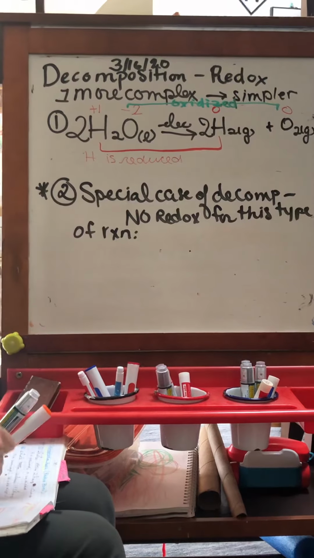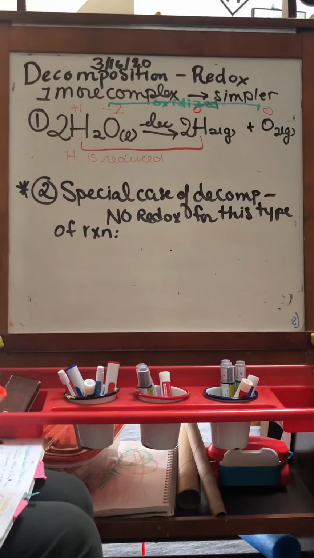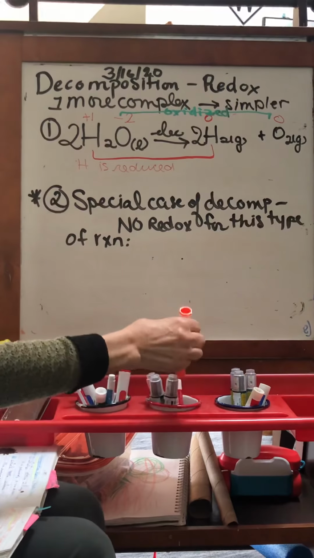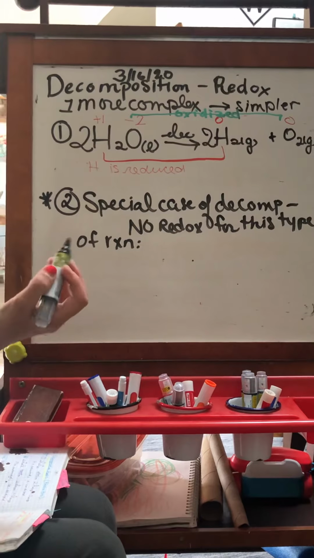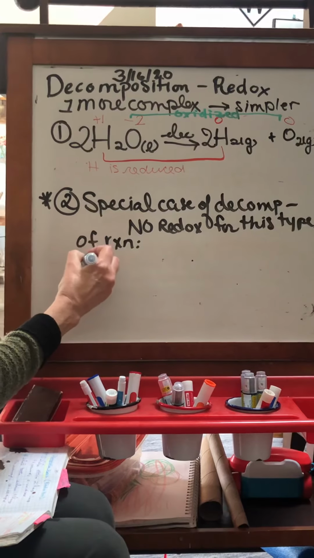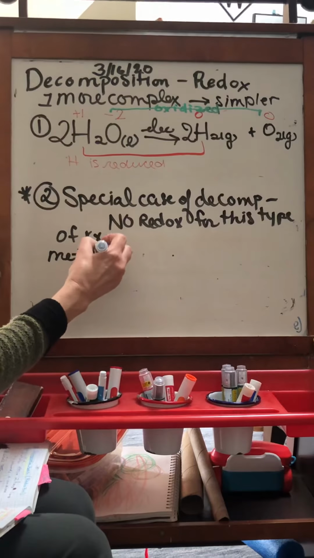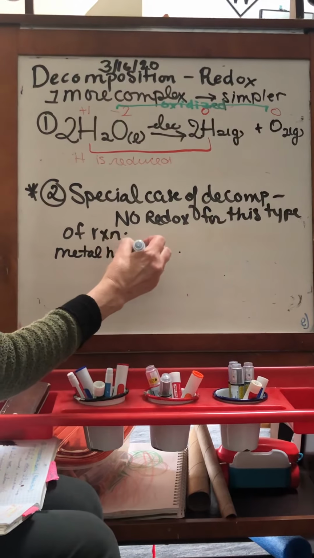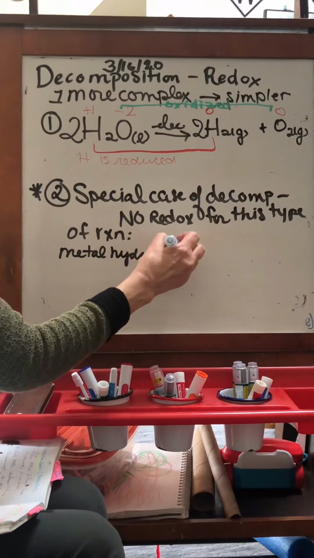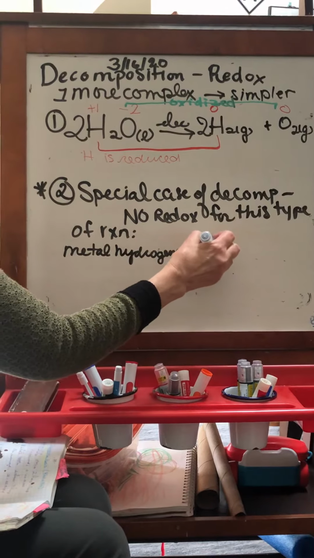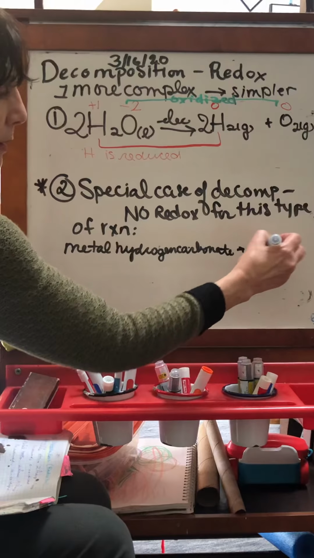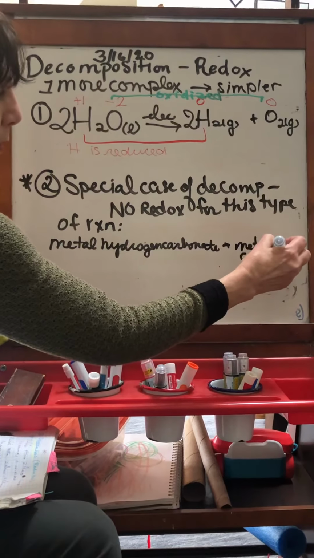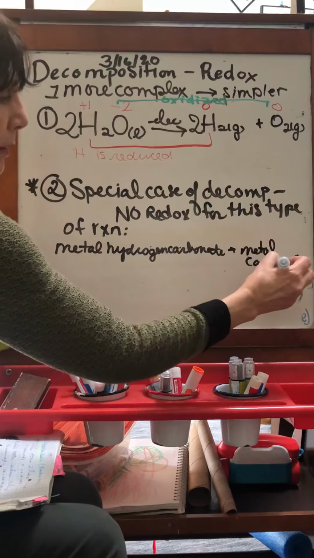And then there's a special kind of decomposition that does not involve any redox. All the oxidation numbers stay the same, and that is when we decompose a metal hydrogen carbonate. And I'll give you an example in a moment. When we decompose a metal hydrogen carbonate, it goes to the metal carbonate, CO2, and water.